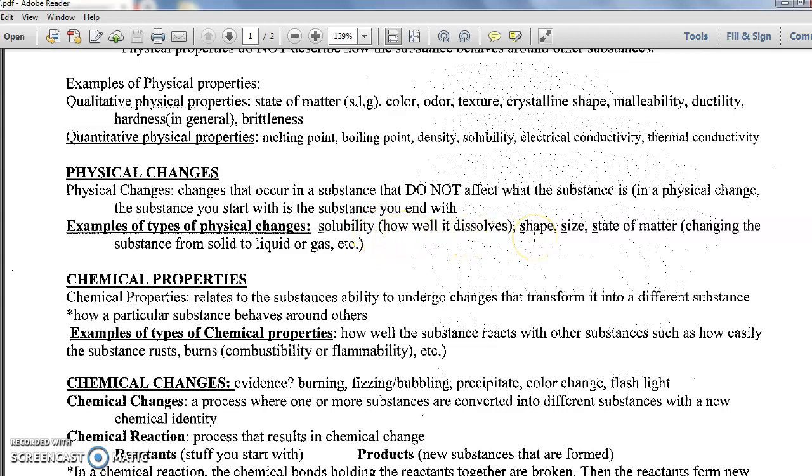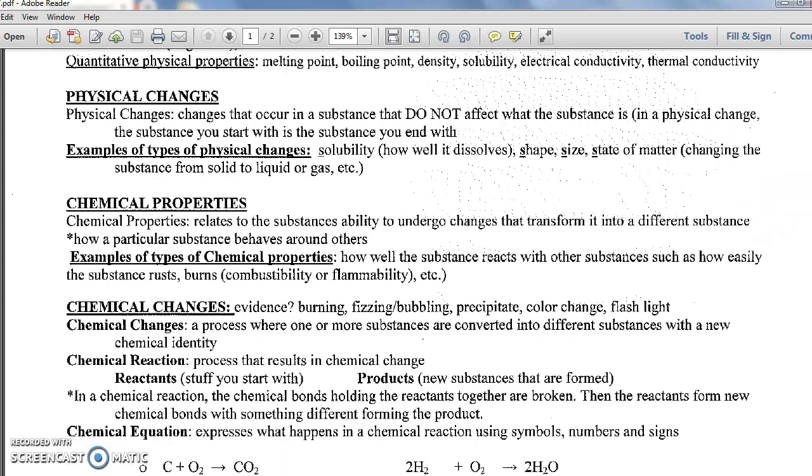A change in something's shape, size, or state of matter are all physical changes. If you bend it into another shape, it's the same thing. It's just in a different shape. If you smash it into a smaller size, it's the same thing. If you take water in ice form and you melt it, it's now a liquid. If you evaporate it, it's now a gas. It's now water vapor. What are chemical properties then?